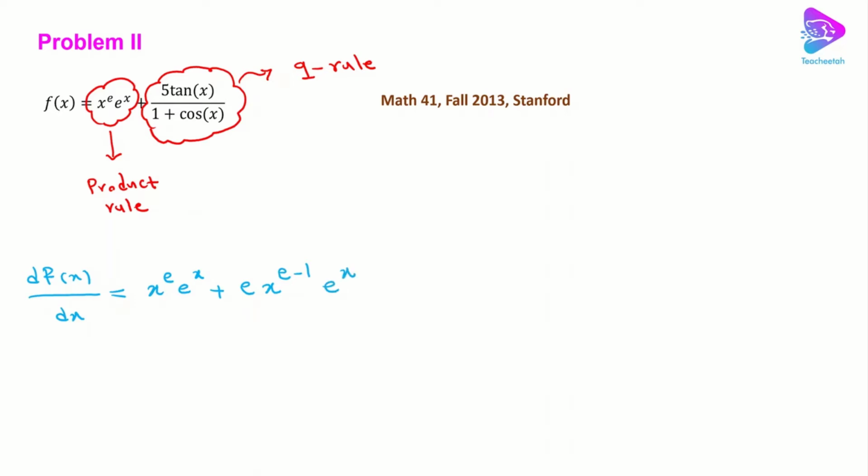So basically we applied the product rule, which says the derivative of the first function times the second function plus the derivative of the second function times the first function. For the second term, we have to use the quotient rule, and the quotient rule says take the derivative of the top multiplied with the bottom function as it is, minus the derivative of the bottom function times the top function as it is, over the bottom to the power of 2, and we'll do the same in this function.